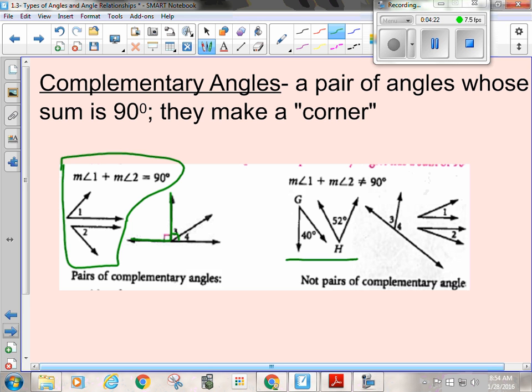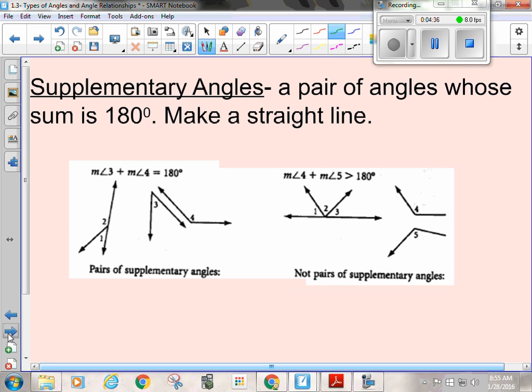Notice here these two angles don't add up to 90 degrees, they add up to 92, so that's not complementary. These two do not add up to 90 degrees. They're a linear pair. They're also going to be supplementary, which we're going to talk about on this slide. Supplementary is a pair of angles whose sum is 180 degrees. They make a straight line.